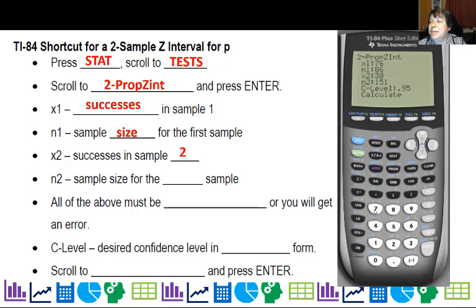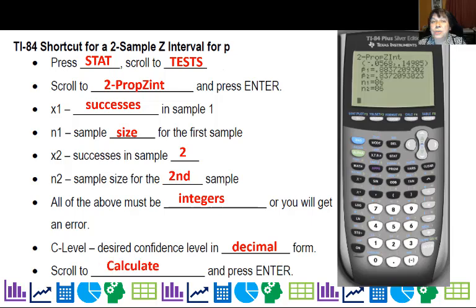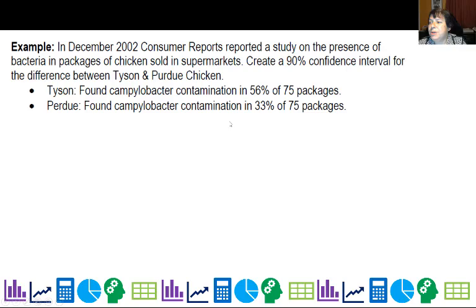putting in 86, the successes in sample 2, and that sample size, and all have to be integers or you will get an error. The C level is the desired confidence level in decimal form. Don't try to put it in percentage form. And you basically scroll to calculate and press enter. And you can see the values. Here's my interval here. There's P1 for my first sample, P2, and it shows N1 and N2, although I already knew that. So let's go ahead and look at the next example.